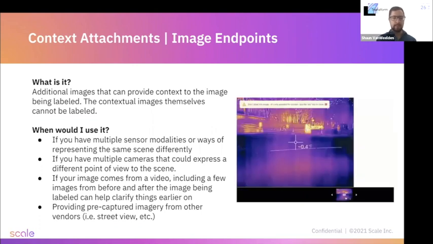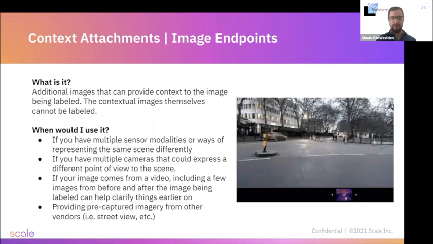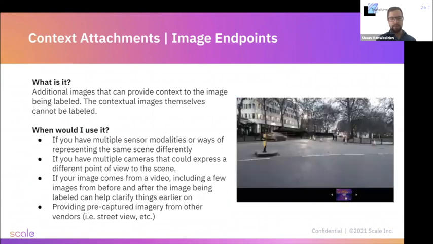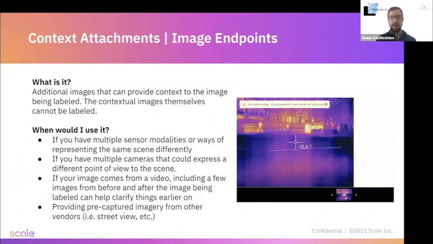Similarly, if we have multiple cameras capturing the same scene from different points of view, we can go ahead and provide those there. So if we're trying to figure out what was something in a corner, maybe that contextual attachment can help provide more clarity to that edge case. A cool thing that we've seen when labeling images that come from a video or video-like sequence is including the few images before or after the image was captured. That way, as something is moving through, we can see in more clarity what exactly could be in this scene.